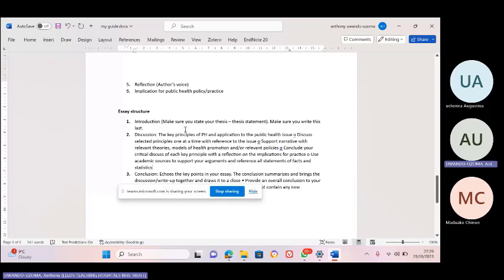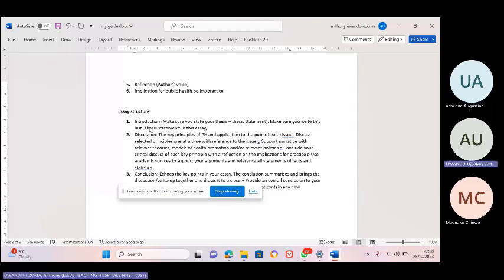So how do you write your thesis statement? Since we know that the question they ask is to discuss principles of public health and health promotion, what is now my thesis statement? So make sure you write it. So my thesis statement here will be that in this essay, 5 principles of public health were discussed.